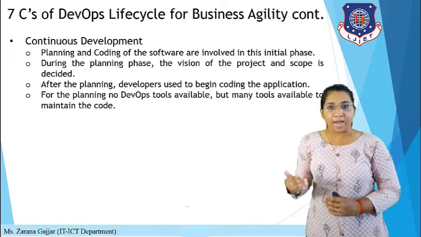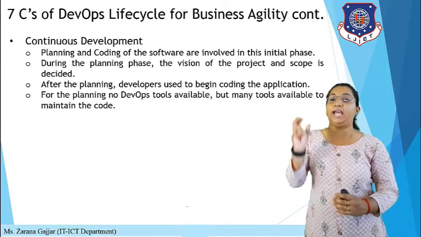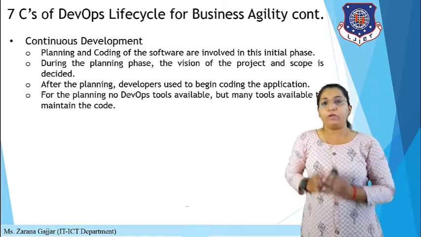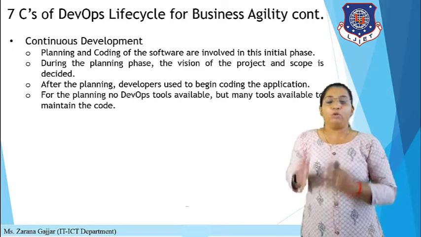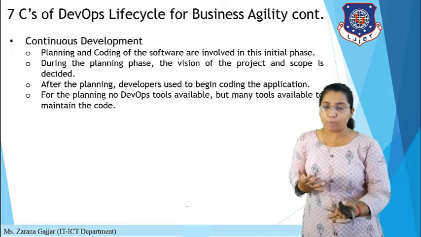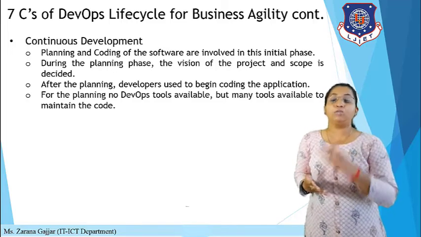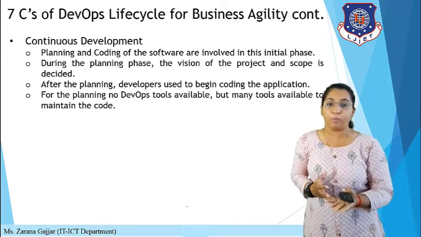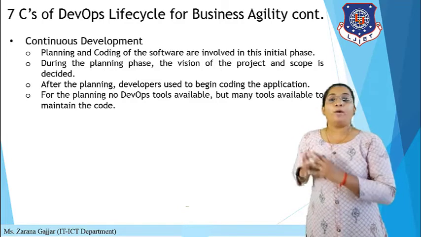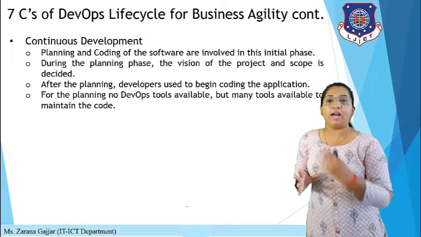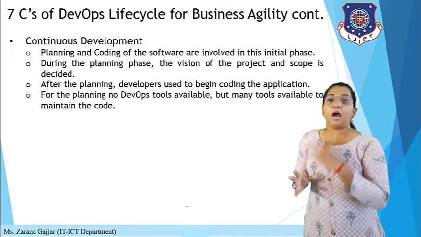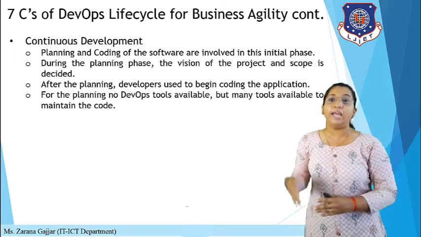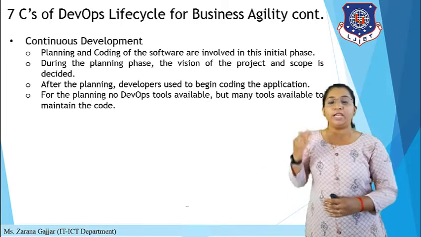During the planning phase, the vision and scope of the project are decided. If you are developing any software, first you plan for the software product. What are the components, what are the hardware and software resources that you are using in your software product? How will the activities be divided among team members, and how will they be scheduled? So you are planning for your software product. Here planning and coding are involved.